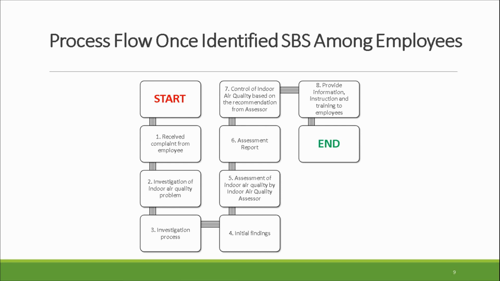Let's say our team is not able to solve or identify the root cause of the problem, we need to engage an air quality assessor to do the assessment for the IAQ, indoor air quality. The assessor will come out with a report, and in the report they will state the control measures that we need to improve. After we improve, we need to provide information, instruction, and training to other employees to ensure that this SBS can be solved.